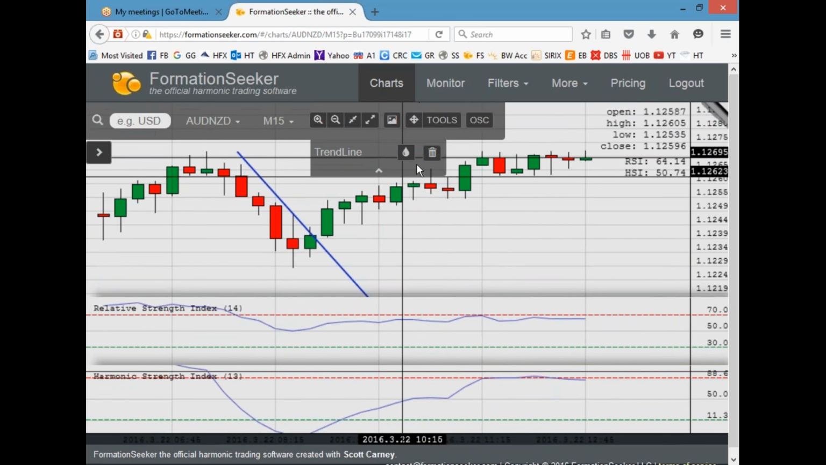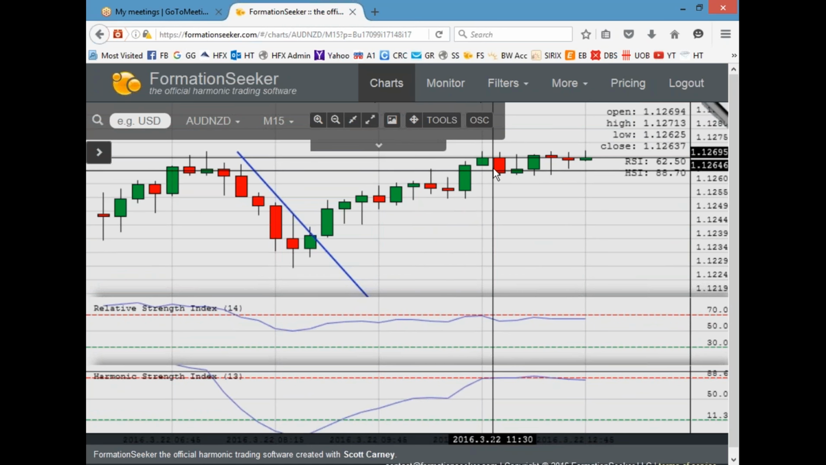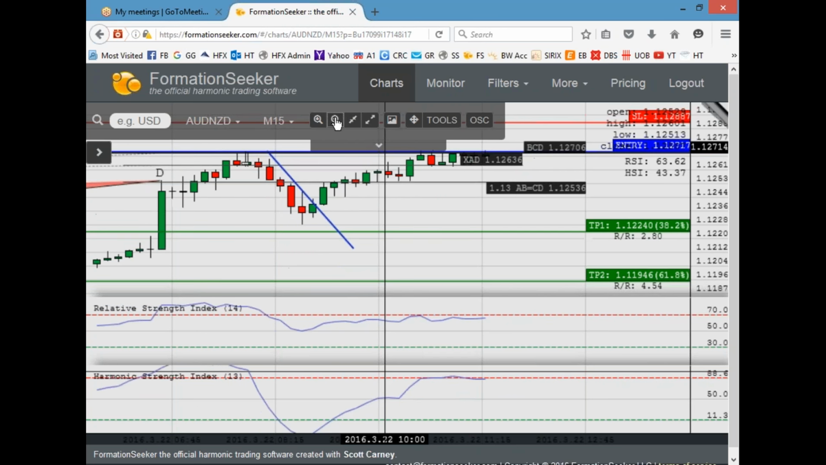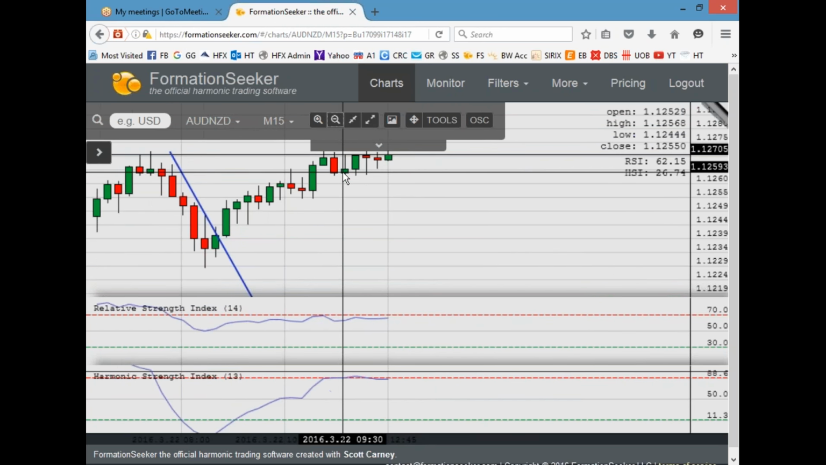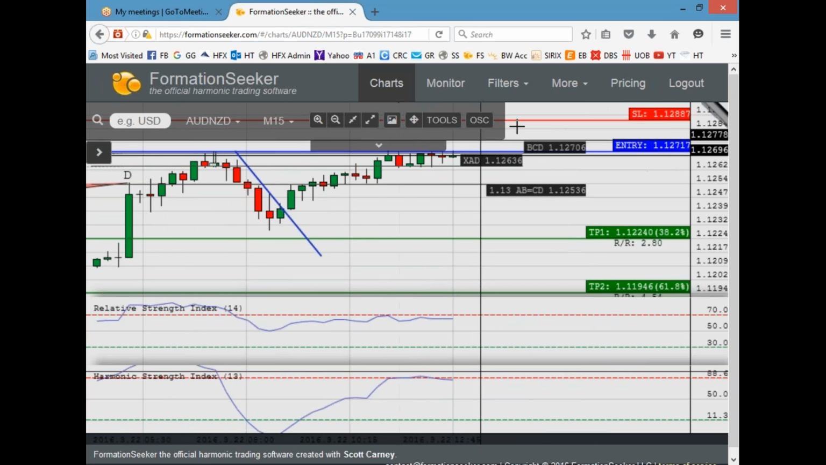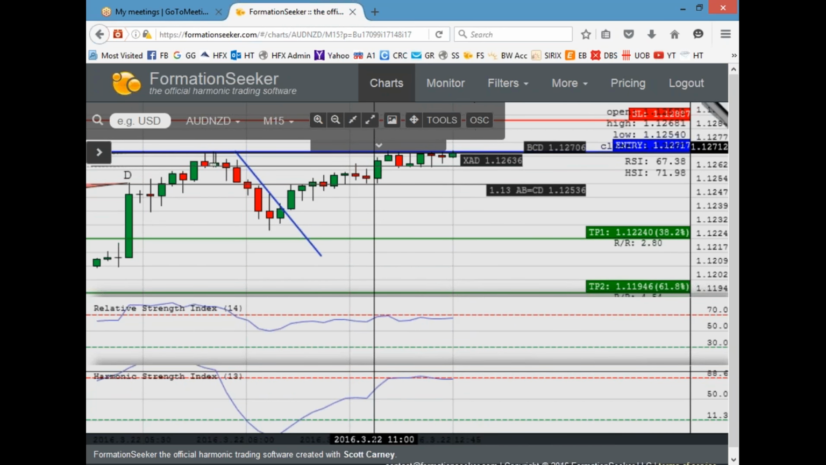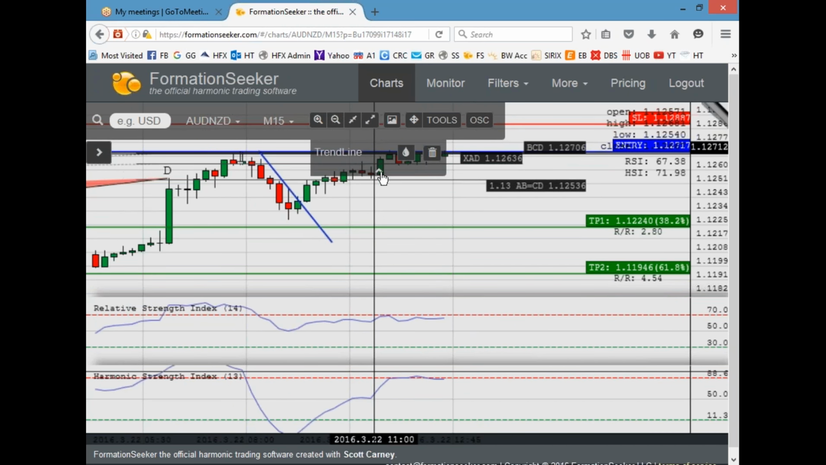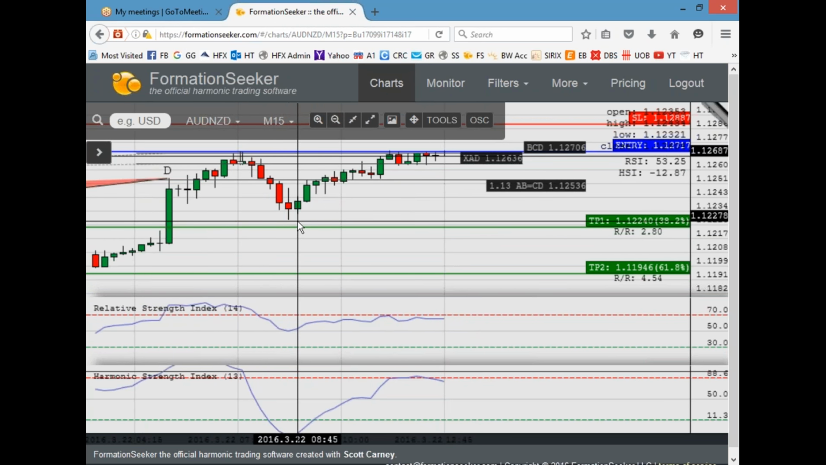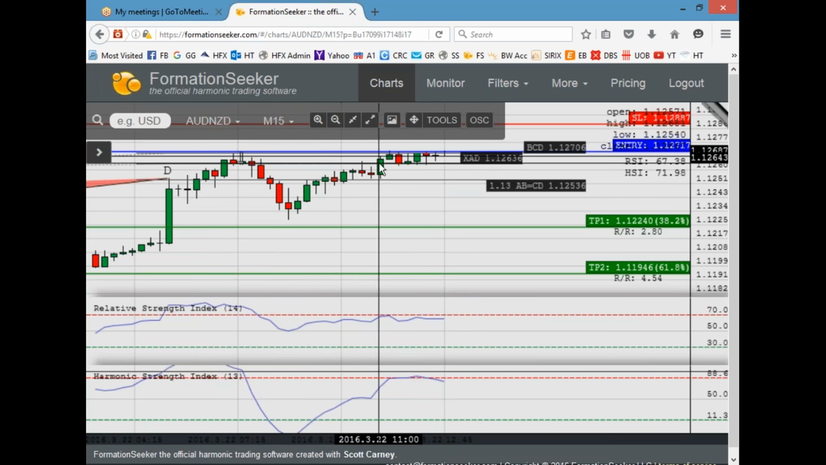Let's look for a type 2 entry. Is there a type 2 entry? No terminal bar. Red one. So we might be at a potential type 2 here, but let's analyze this a little bit further. Okay, so this is your type 1, comes back up and it's touching here.